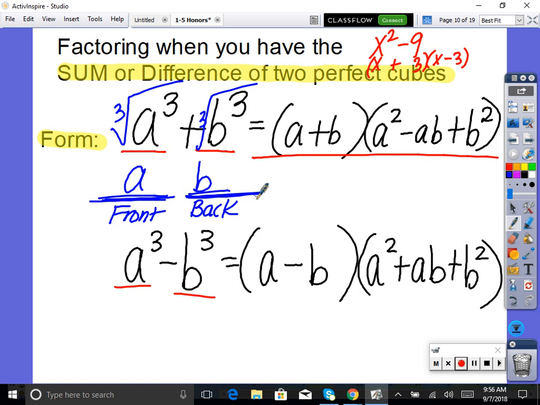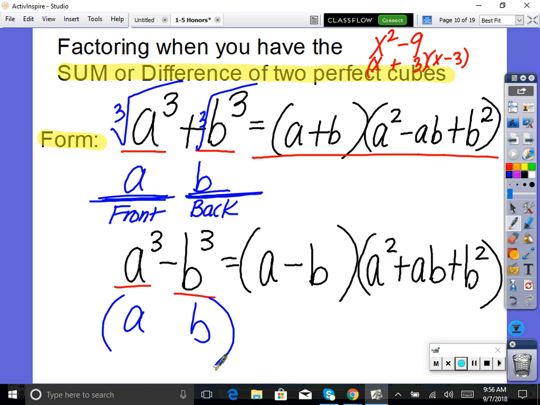So then this is how the signs will always work. The first sign will be the same as the original. The next sign will always be opposite of that. So if this was plus, this is negative. And the last sign is always, always positive. It's always going to work that way. So look, it really does work that way. If I take the cube root of this, I get a, I get b. Do you guys see?